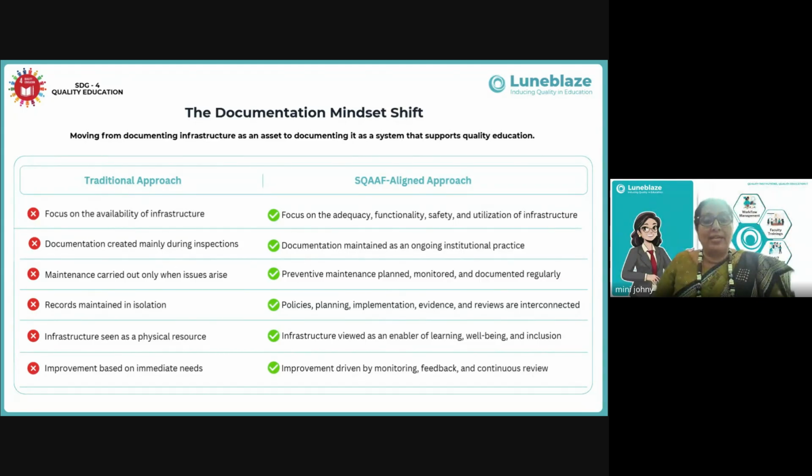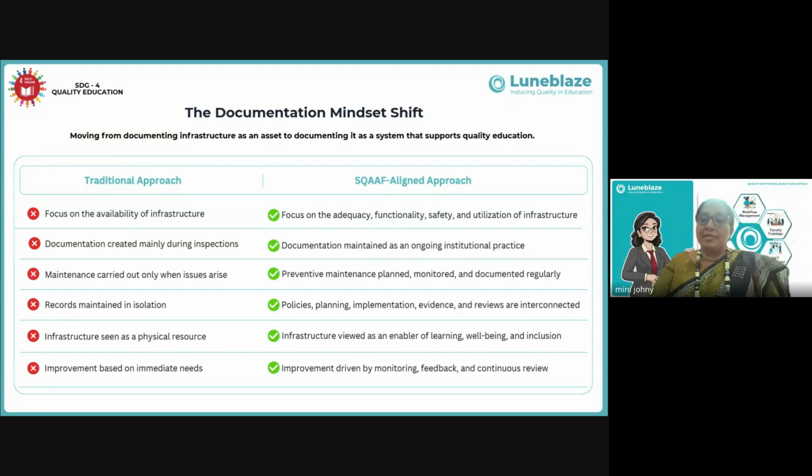But in the SQAAF aligned approach, you can see preventive maintenance planned. Before something happens, we are planning. We are monitoring it and documenting regularly. See, when anything is not functional, when it happened, who repaired it, the maintenance person, the AMC, the person who is in charge of that, everything is recorded periodically. We can have it systematically, we can document and we can monitor.